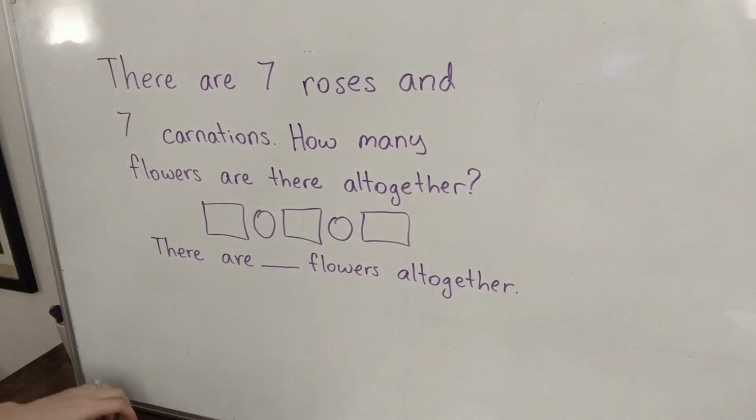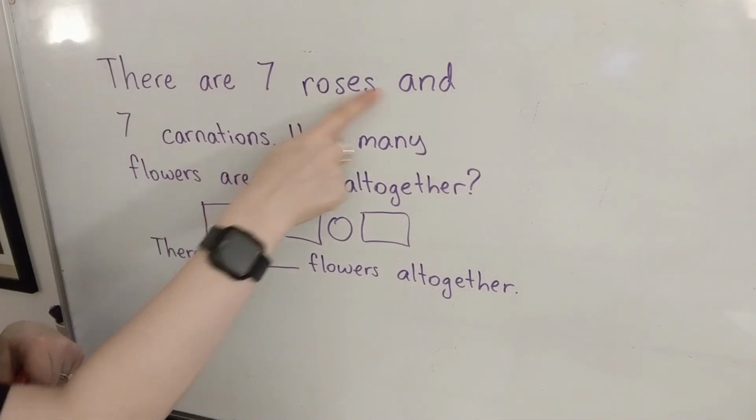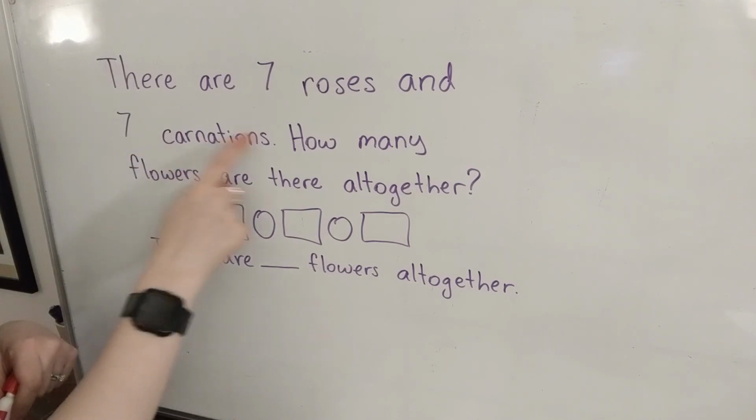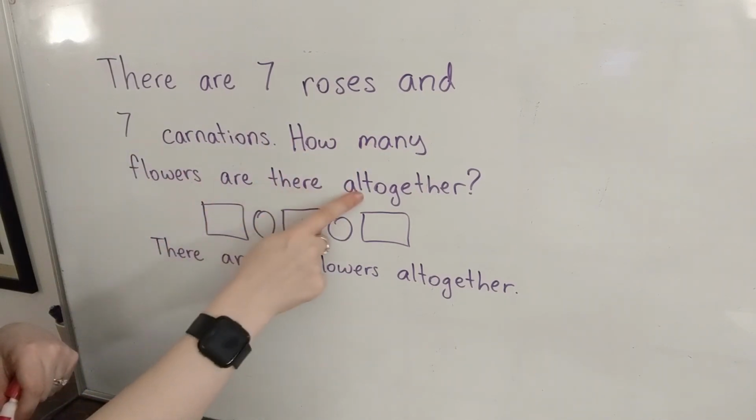Okay, here's our last one. We're almost done. Hang in there. Let's read this word problem. It says there are 7 roses and 7 carnations. Carnations are a type of flower. How many flowers are there all together? I'm going to read that one more time. There are 7 roses and 7 carnations. How many flowers are there all together?